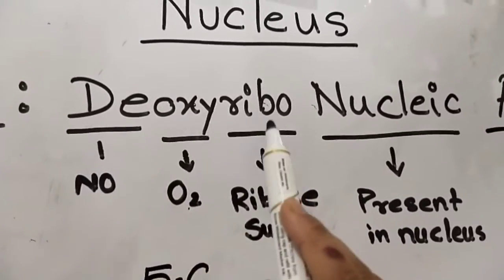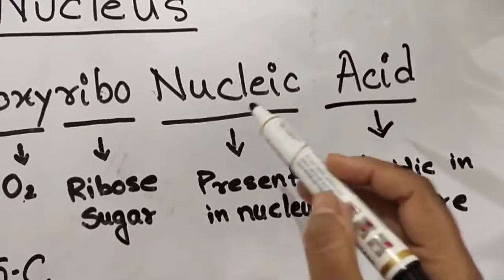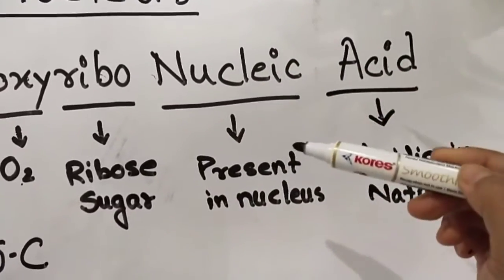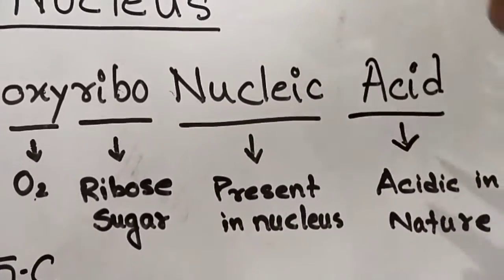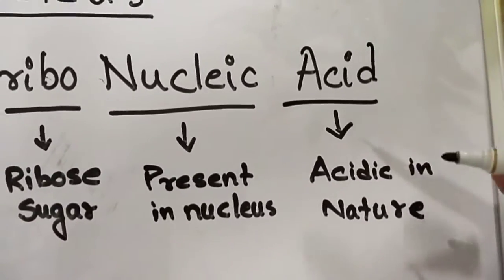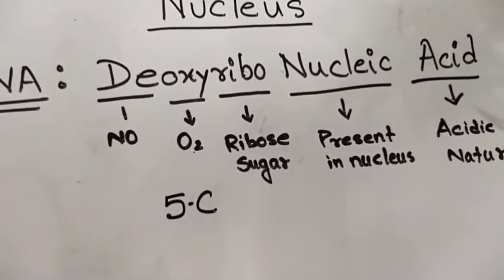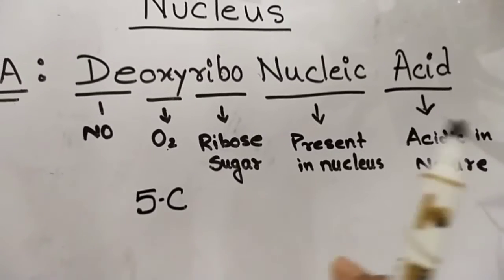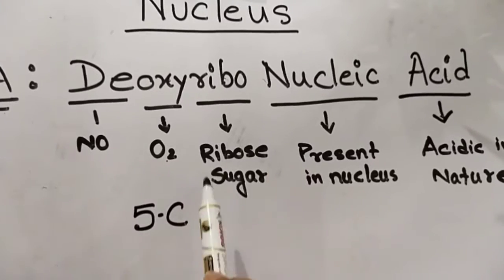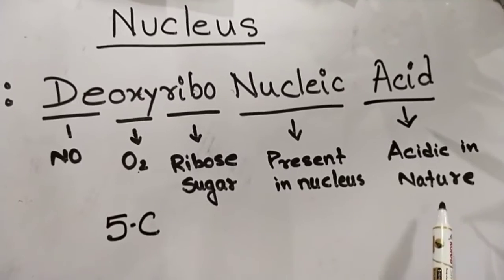So deoxyribo. Now what kind of material is DNA? It is a nucleic acid. From the term nucleic we can understand that it is present in the nucleus, and it is an acid. That means the DNA is acidic in nature. So from the word itself we can understand some of the properties. The DNA molecule will not have oxygen in the ribose sugar. It is present inside the nucleus and it is acidic in nature.